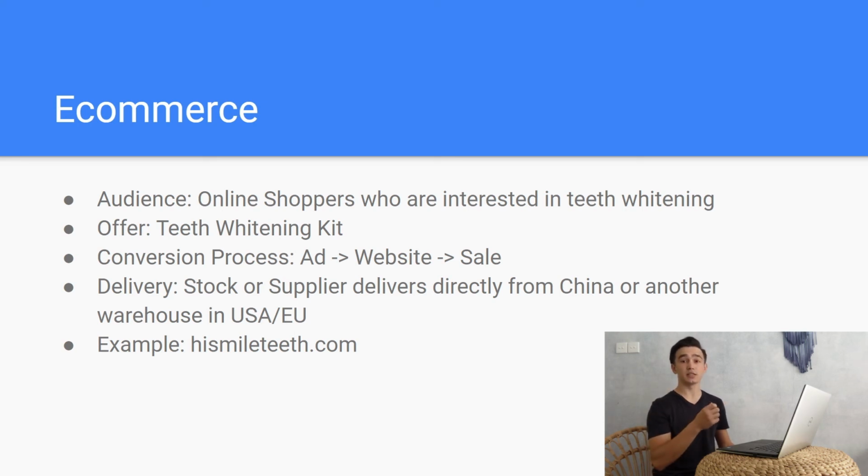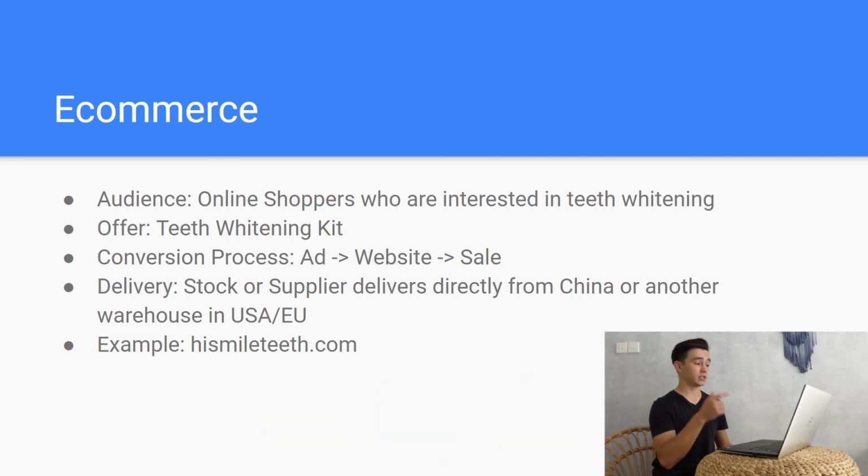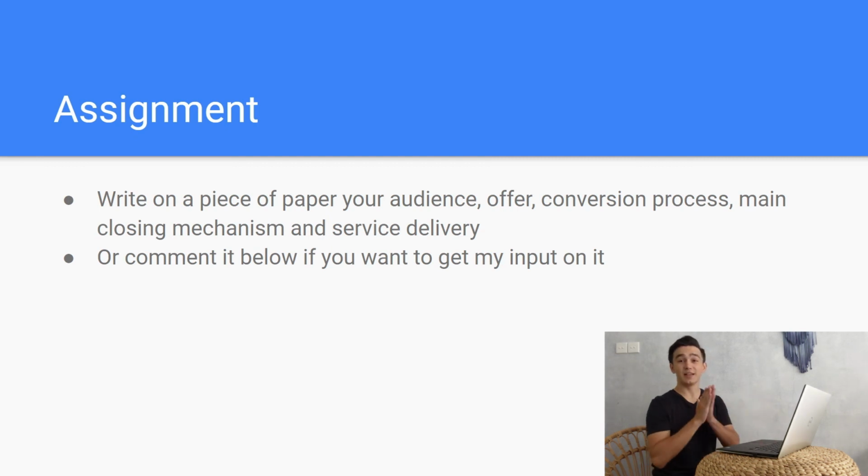And the conversion process is they're going to run ads on Facebook and Instagram, Google, and other ad networks, and they would send people to website, which is Hi Smile Teeth, and that's where people would buy. And the delivery is they can buy in stock and ship this product to USA, Europe, or they can use drop shipping and have the supplier deliver directly from China or another warehouse where they shipped a stock in USA or Europe.